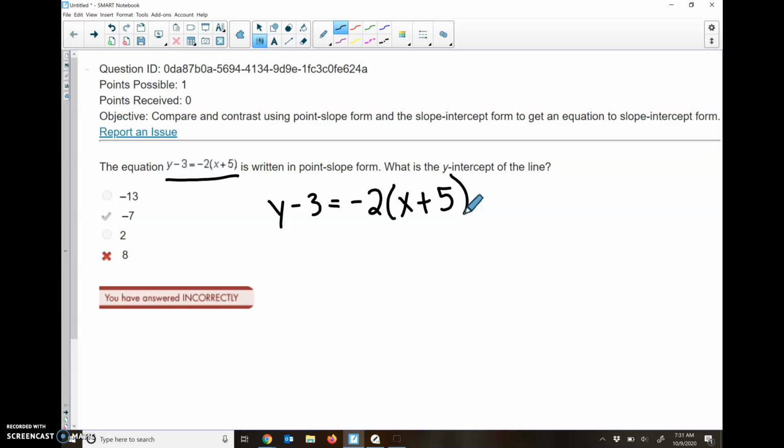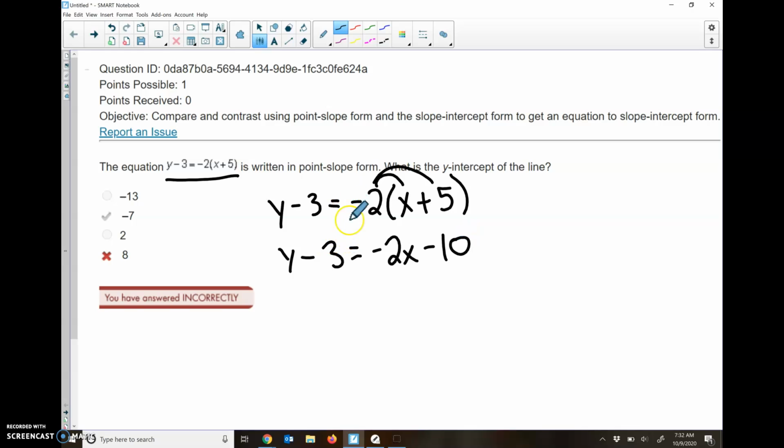The first thing we're going to do is distribute whatever number's in front of the parentheses. In this case, it's a -2, and I'm going to multiply that by everything inside the parentheses. So -2 times x is -2x, and -2 times +5 is -10. That's the first step.